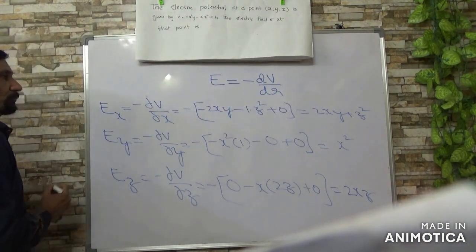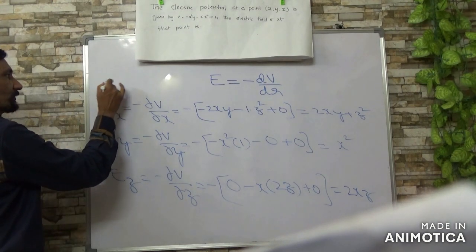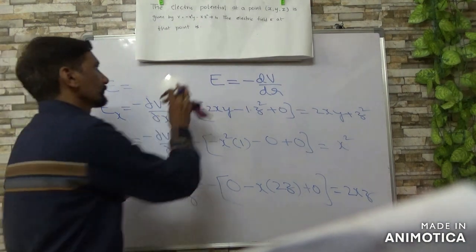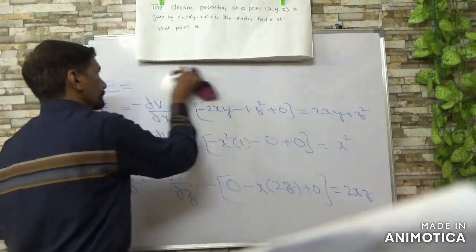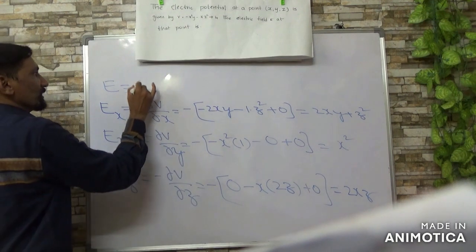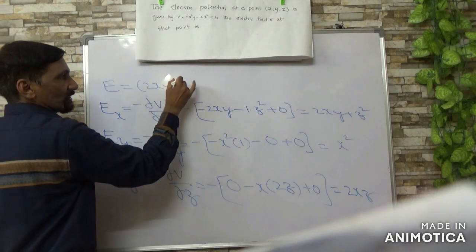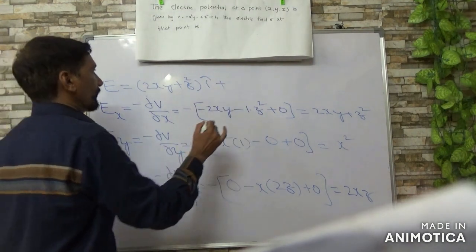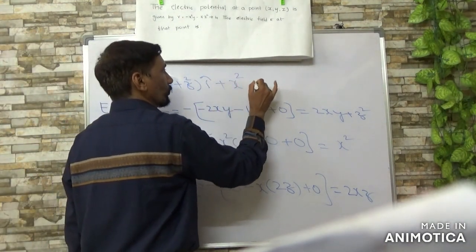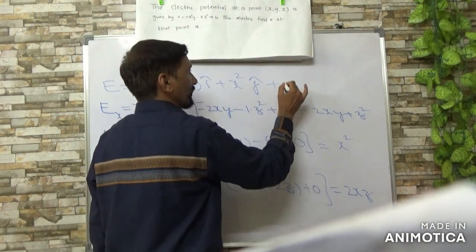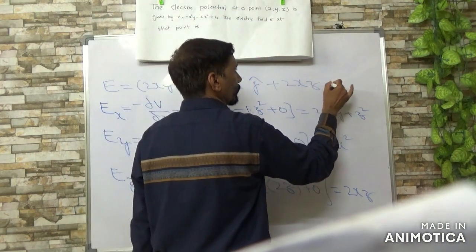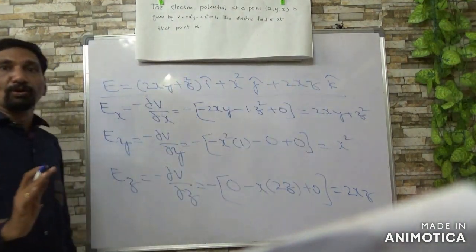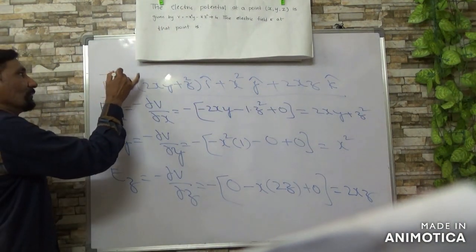Therefore, the electric field strength E becomes: Ex means (2xy plus z squared) into i, plus the second one x squared into j, and the last one 2xz into k. So this is the strength of the electric field.